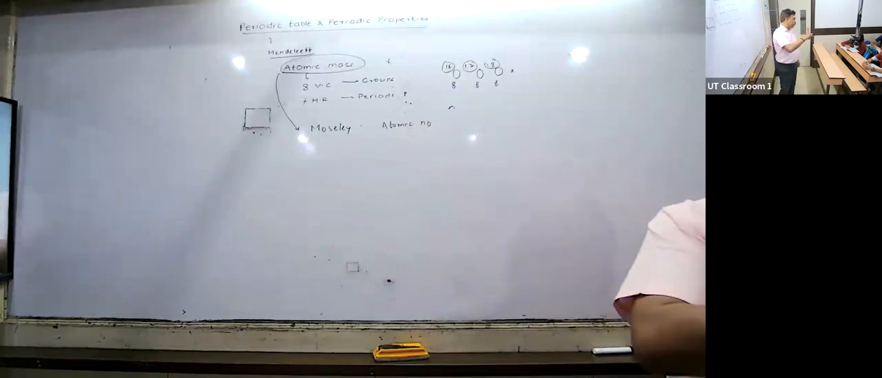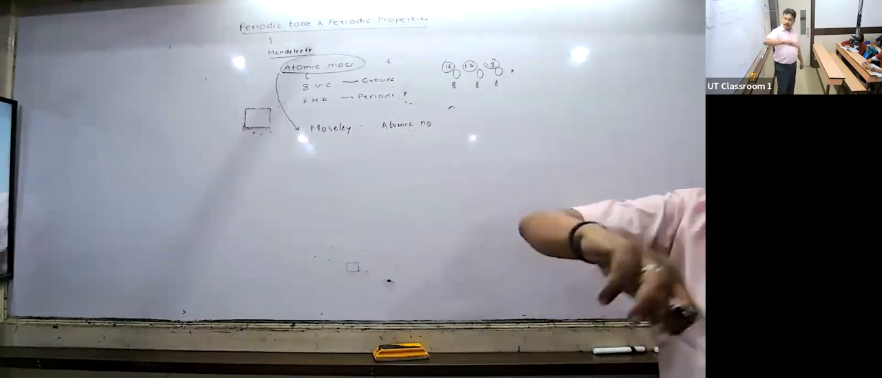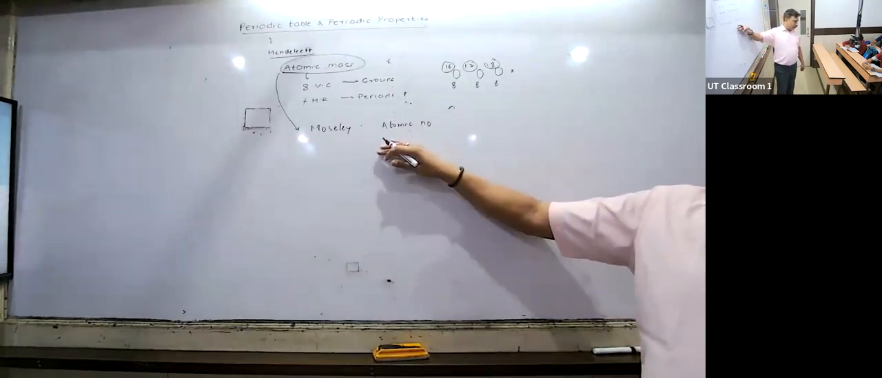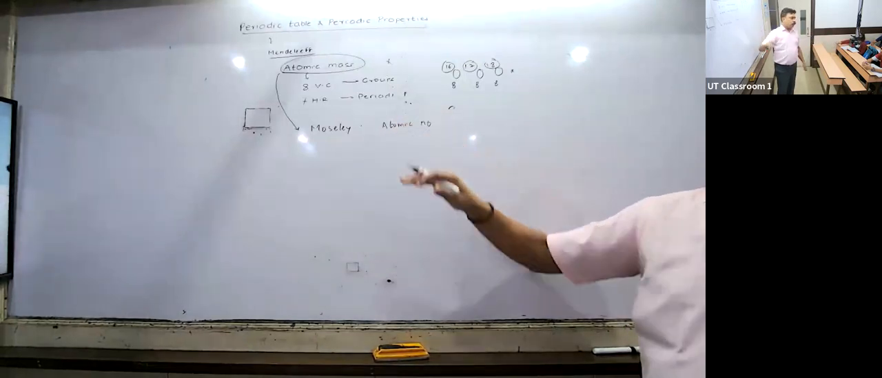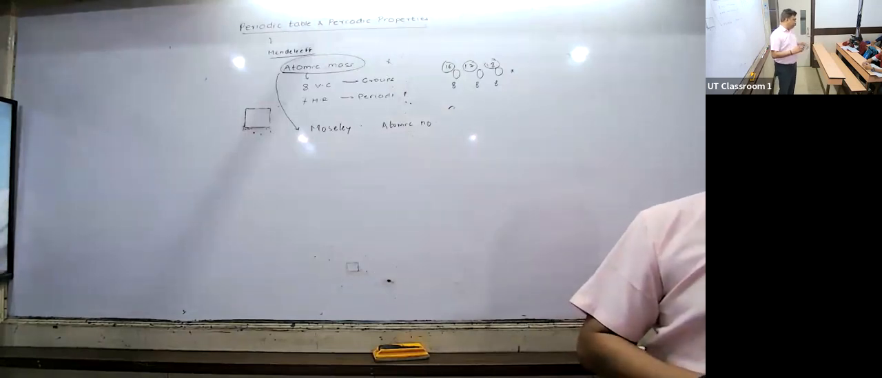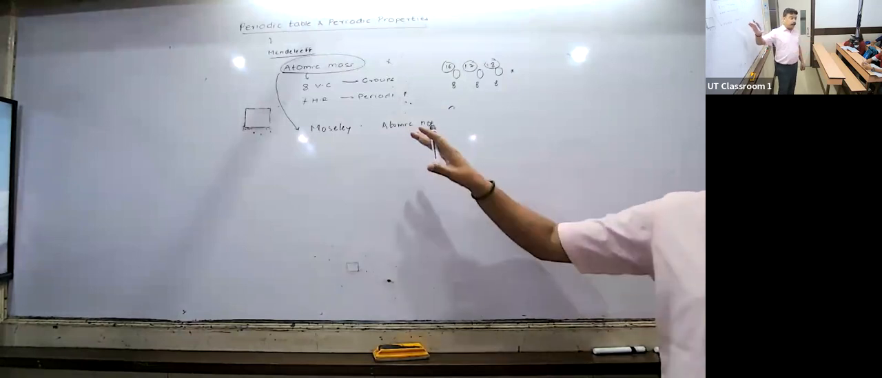Similar kind of electronic configuration. And as a result, if the electronic configurations are the same, or the outer electronic structure is the same, the properties have to repeat. Elements will have to repeat the properties. You will find the repetition spontaneously.